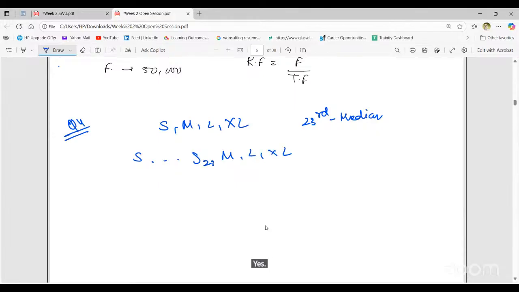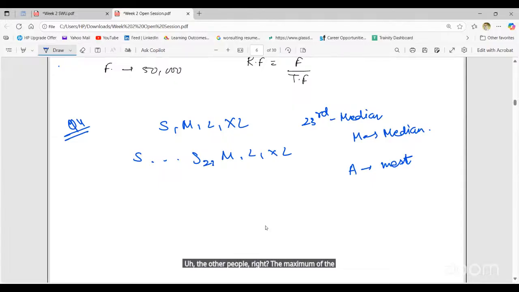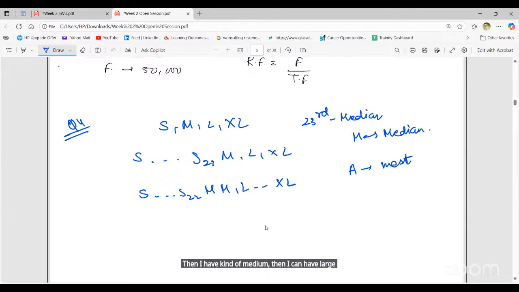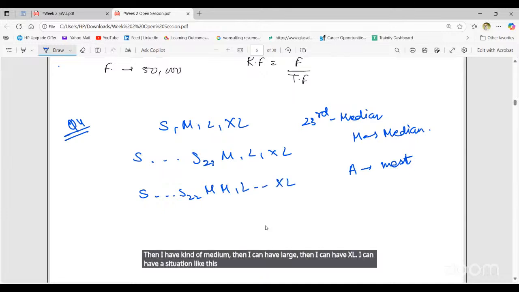Yes. Now, ma'am, if I'm saying that my median is M, that is medium, okay? It's not necessary. The main thing is A is only taking that which is mostly taken by the other people, right? The maximum of the players, correct? We have to remember that. So I can have a situation in which I can have S till 22, then I can have one median, then I can have medium, then large, then XL. I can have a situation like this, can I?